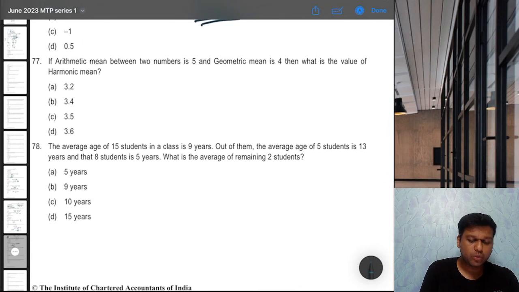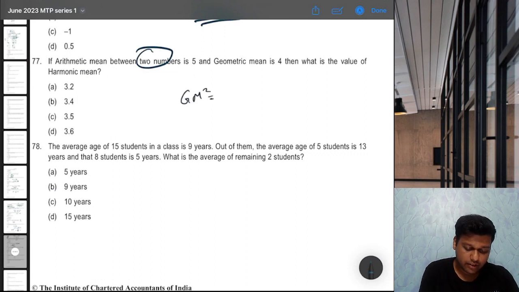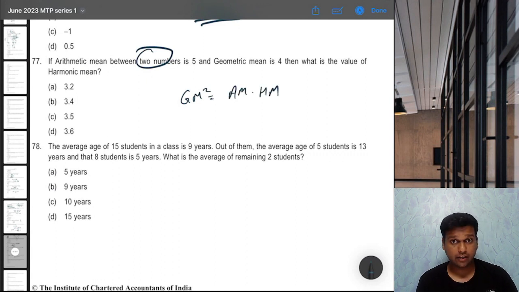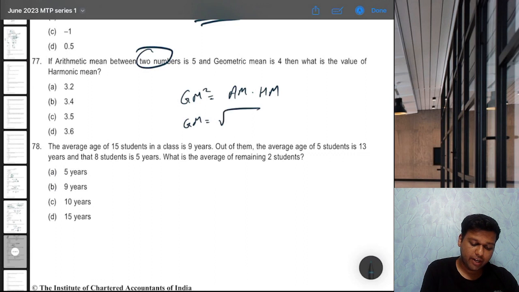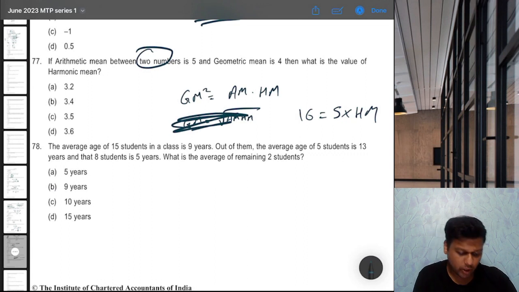If the arithmetic mean between two numbers is 5 and the geometric mean is 4, then what is the value of the harmonic mean? Now understand, there is a relationship between AM, GM, HM, but it only works if there are two numbers. There are two numbers here, so it will work. The relationship is GM square is equal to AM into HM. Geometric mean is the geometric mean between AM and HM. So GM square is 4 square, 16, equal to AM into HM. So HM will be 16 by 5, that is 3.2, option A.